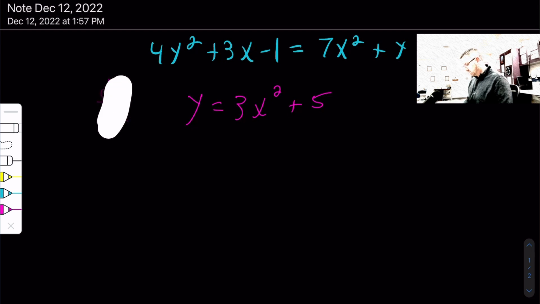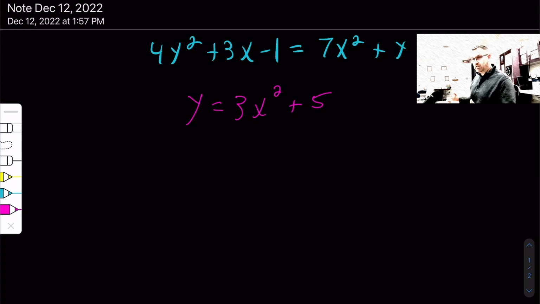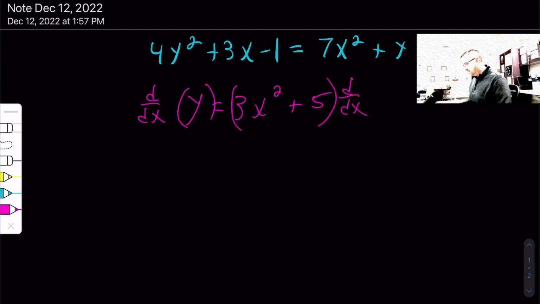All right, so let me get rid of this also. With equations, whatever you do to one side, you've got to do to the other. Whether you're adding 4, dividing by 5, whatever you do to one side, you've got to do to the other. And that includes derivatives. So if I take the derivative of both sides, here's what's going to happen. You can think of the implicit piece of this as almost like a chain rule. The derivative of y is 1.